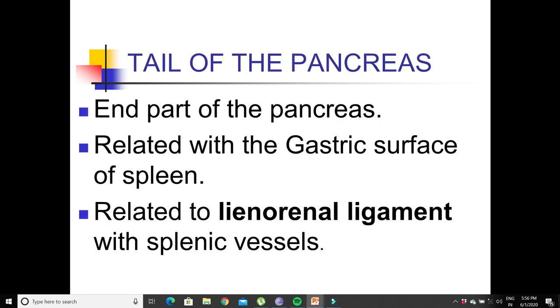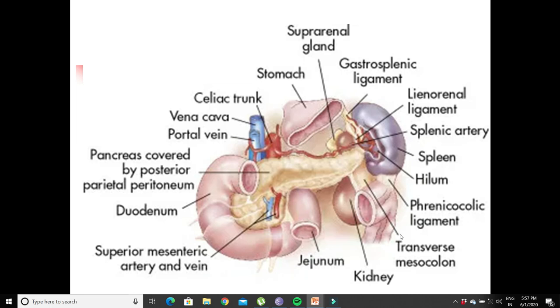Regarding the tail of the pancreas, tail forms the end part of the pancreas. It is related with the gastric surface of spleen, the lienorenal ligament and the splenic vessels. So the tail is related with the lienorenal ligament and the splenic vessels, the splenic artery. So these are the relations of the pancreas.